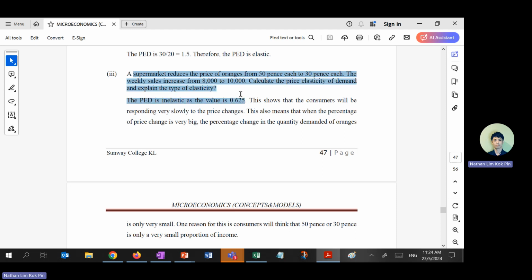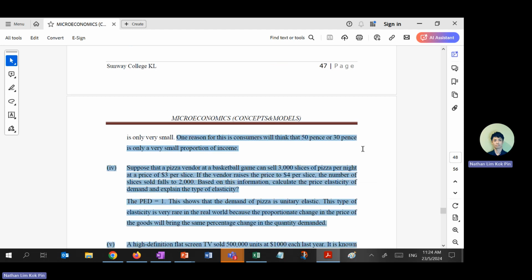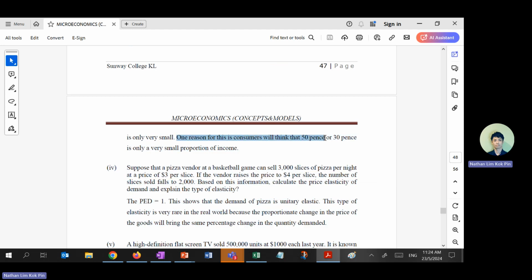The orange PED is 0.625. This shows that they respond very slowly to the price changes, right? Same thing, same explanation like just now. Because 50 cents or 30 cents to them maybe is a very low proportion of income. That's why they respond very slowly.